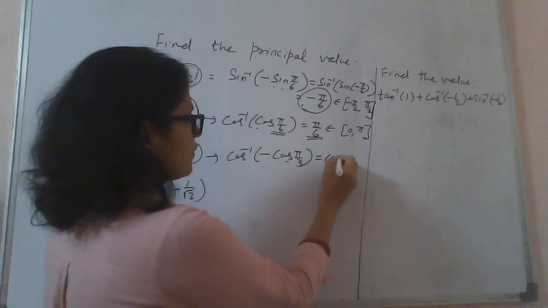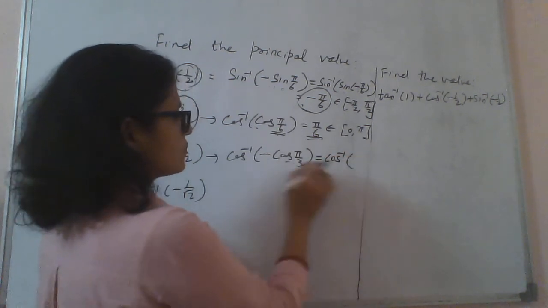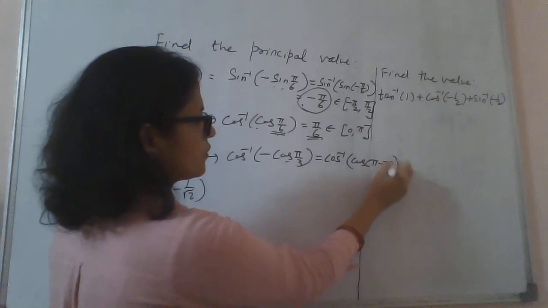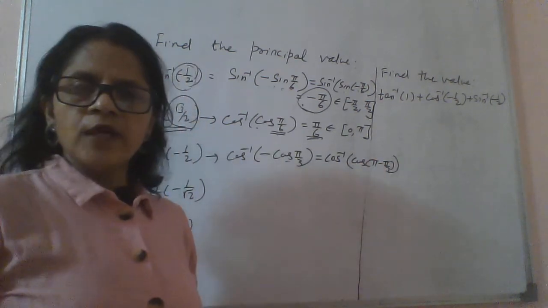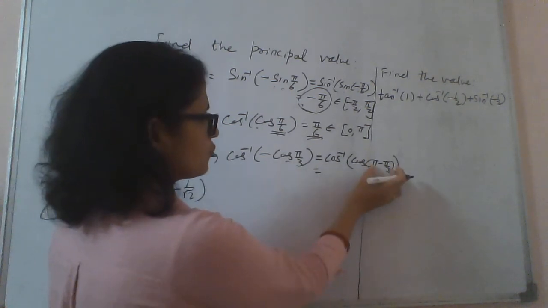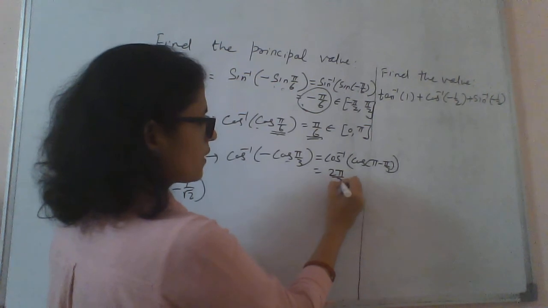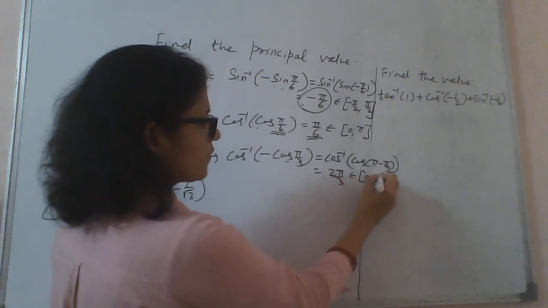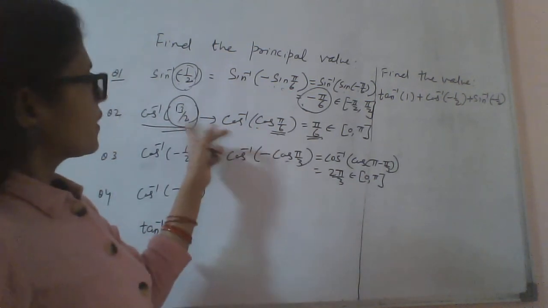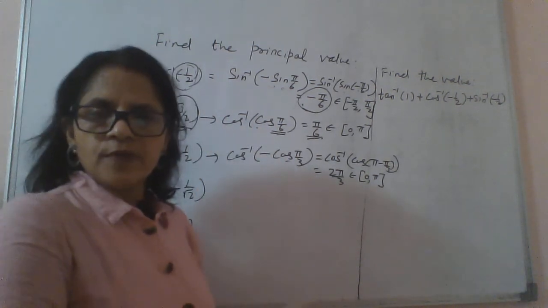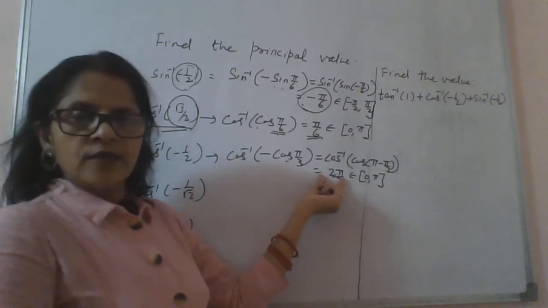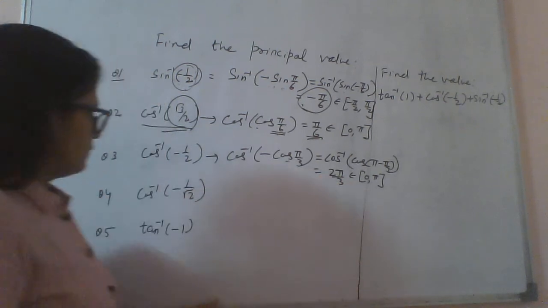So cos inverse, this minus this, we can write it as cos of pi minus pi by 3. Cos of pi minus pi by 3 lies within the 0 to pi interval. So it is 2 pi by 3, which belongs to the closed interval 0 to pi. So first thing we have to see: we are getting sine inverse sine theta, cos inverse cos theta like this, and these values you should get within the principal value branch.